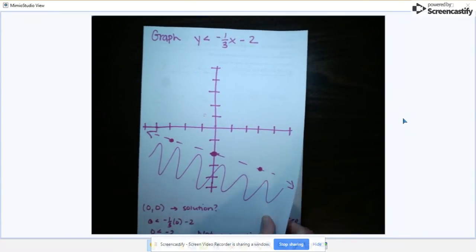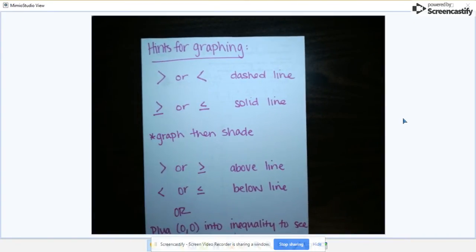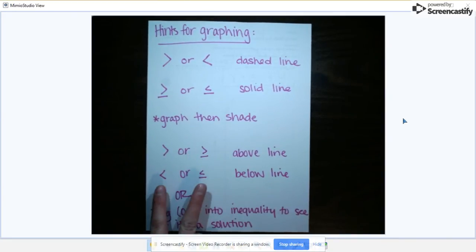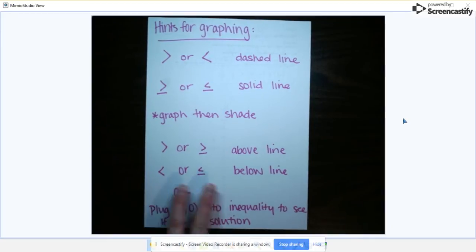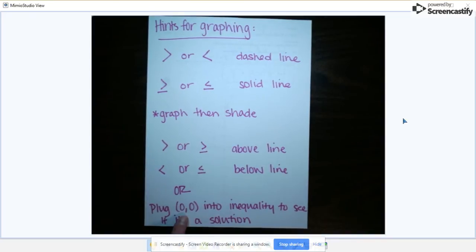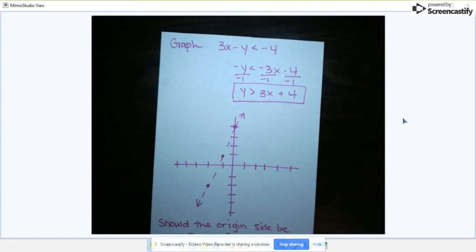This next page of notes is just a lot of hints. When you have greater than or less than, you're going to have a dashed line. Greater than or equal to or less than or equal to will be a solid line. And then once you have your line graphed, you have to shade. If you look here, greater than or equal to, you shade above the line. Less than or equal to will be below the line. If this part is confusing to you, you can always plug (0, 0) into your inequality, and that will help you decide which part to shade.